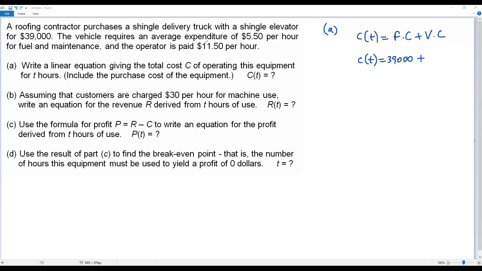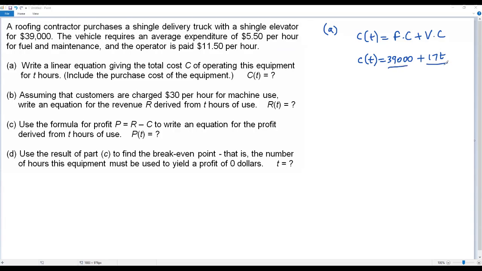So to find the variable cost per hour, we have to add these 2 values. When I add 5.50 and 11.50, I am getting $17. So the variable cost is $17 per hour. But we have to find the variable cost for T hours according to the information we have in part A. So to find the total variable cost for T hours, I have to multiply the variable cost for 1 hour and the number of hours, that is T. So when I multiply 17 and T, I am getting 17T. So this is the total variable cost for operating the truck for T hours.